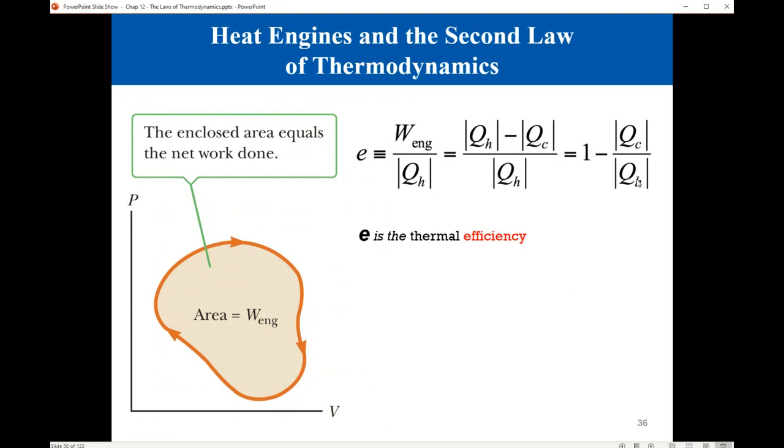QC is always less than QH, so this is a fraction. 1 minus a fraction is another fraction. So this tells us that the efficiency will always be a fraction. It will never be 1. It will always be smaller than 1. This is called the thermal efficiency of the heat engine.